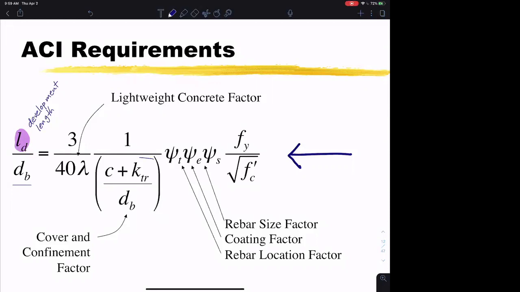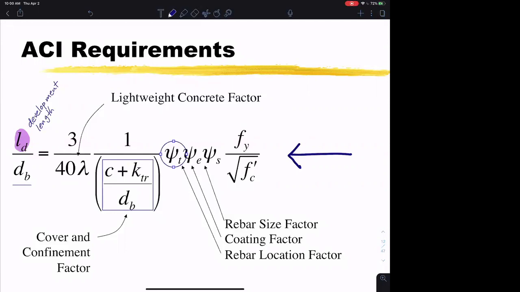This here, that's the confinement and cover factor. If you have a lot of concrete below the bars, if the bars are spaced far apart, or if you have stirrups, all those things will help you not pop the bottom of the concrete off of the beam. We'll talk about exactly what all those variables mean later. In fact, for all of these, there's a separate slide.